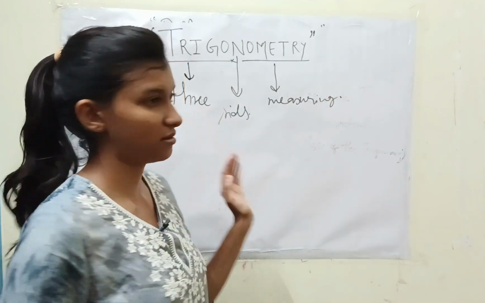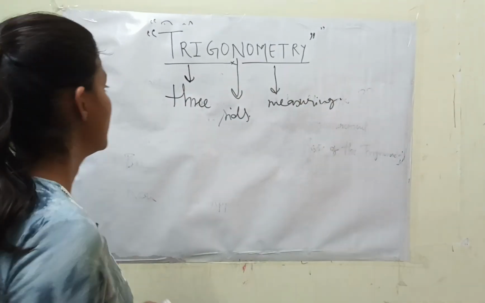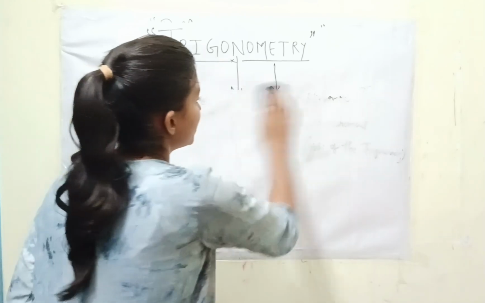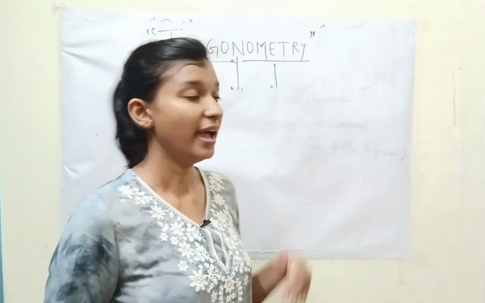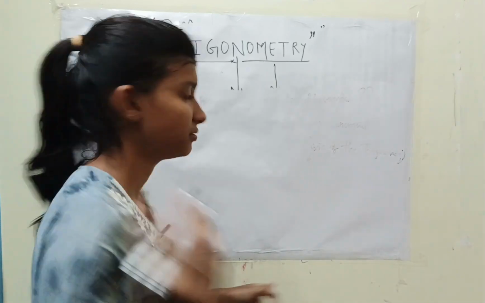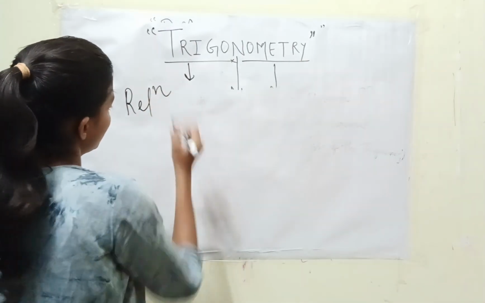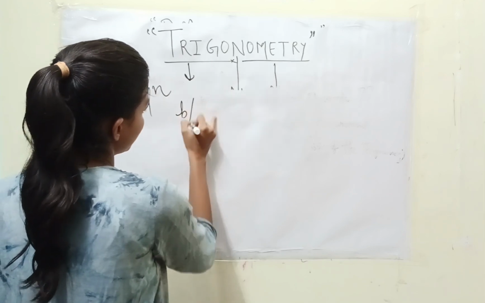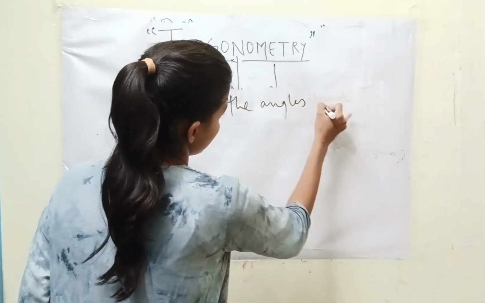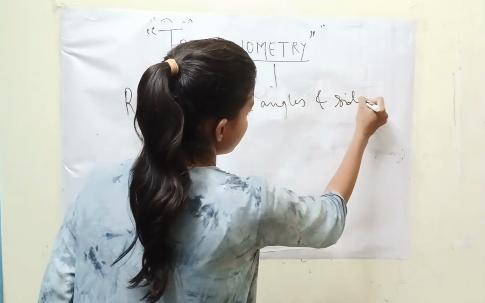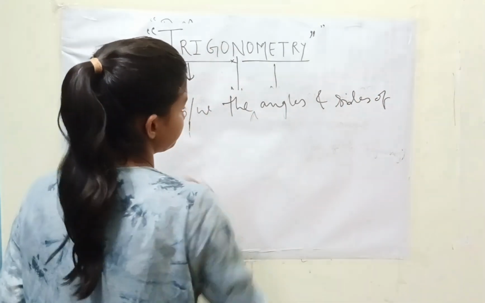Three sides means a triangle, but in fact, trigonometry is a study of the relation between angle and sides of a triangle. Here we will study the relation between the angles and sides of the triangle.